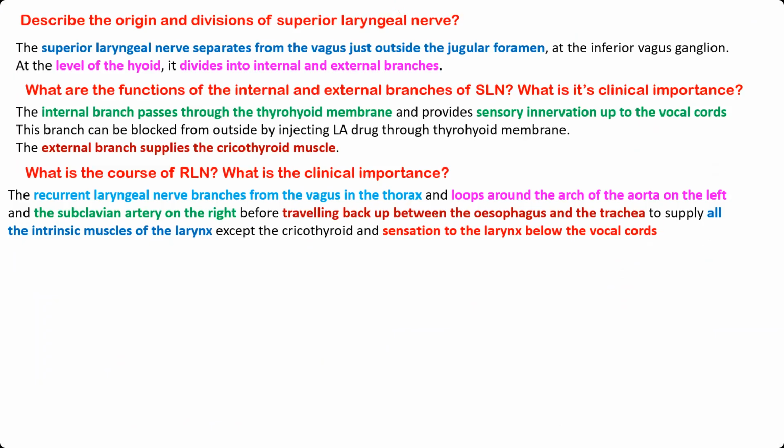So whenever you want to do an awake intubation by blocking these nerves, you can block them by piercing the thyroid membrane outside. I'm going to show you a picture of how to do that later. And how will you block the recurrent laryngeal nerve below the vocal cords? What is the technique that you can use? Okay, we will see that.